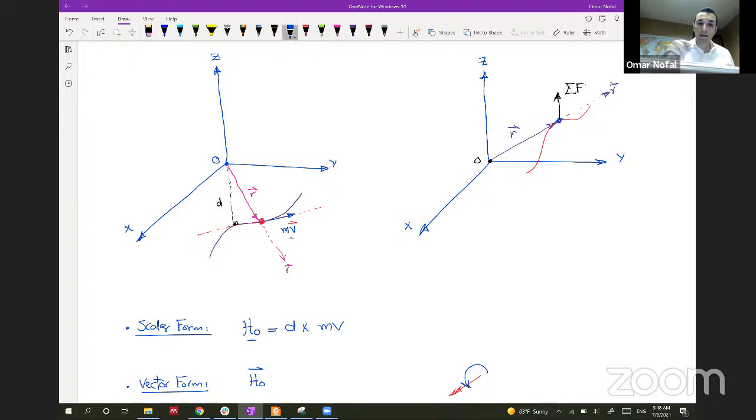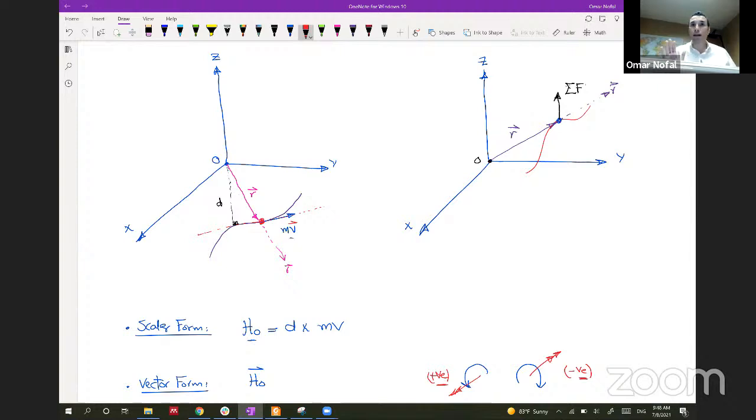If it's in the other direction like this, and you curl your fingers like this, you'll find your thumb is towards this direction. So this is negative and this is positive. Make sure to know this concept before the quiz, because there's a question in the quiz worth 2 points that will ask you what is the positive direction and what is the negative direction.